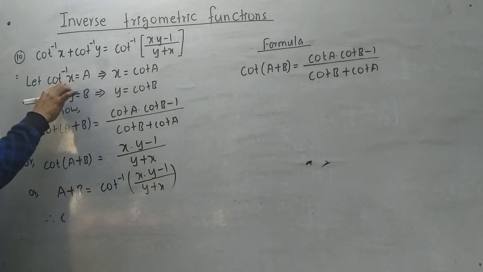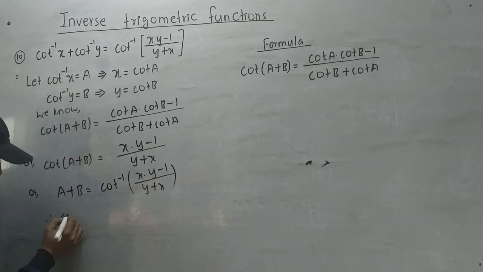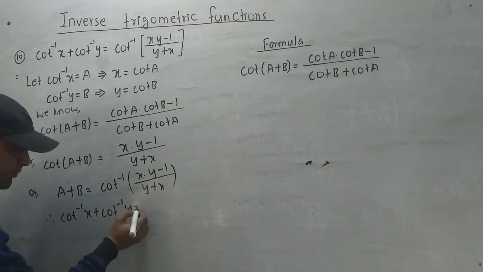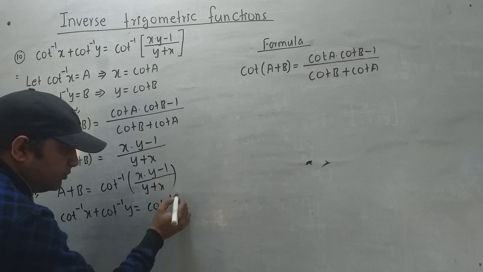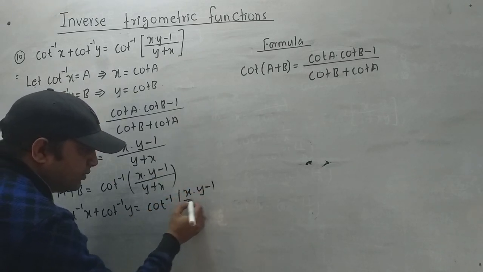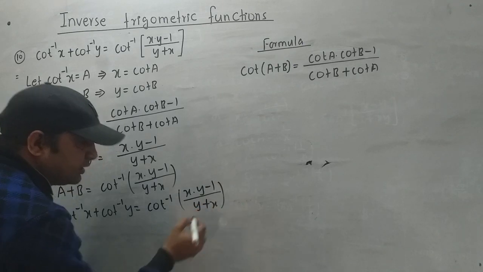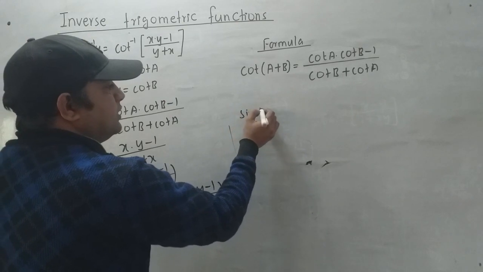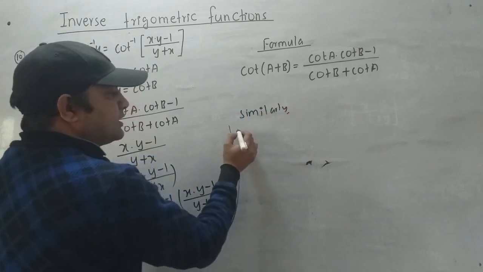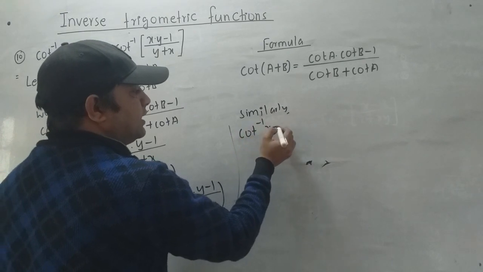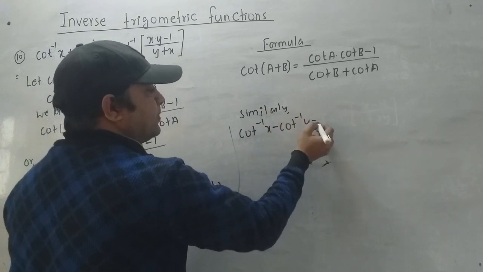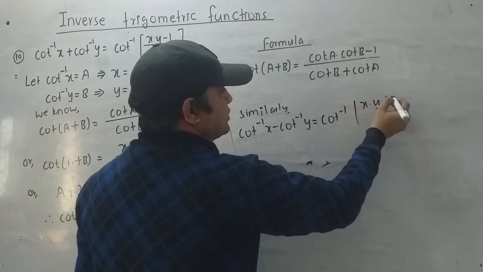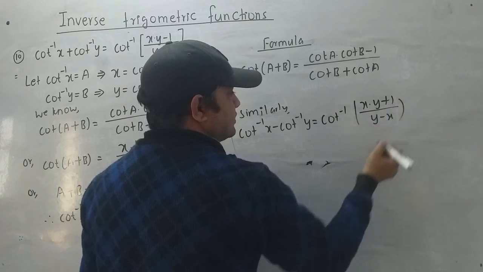Angle A is cot inverse x, angle B is cot inverse y. So cot inverse x plus cot inverse y is cot inverse of (x times y minus 1) divided by (y plus x). Similarly, in a similar pattern, we can deduce the next formula for cot inverse x minus cot inverse y, that will be cot inverse of (x times y plus 1) divided by (y minus x).